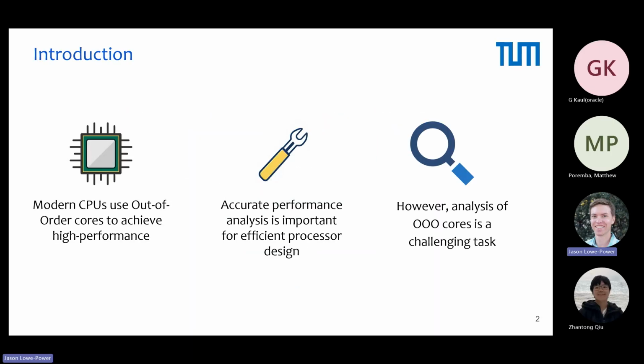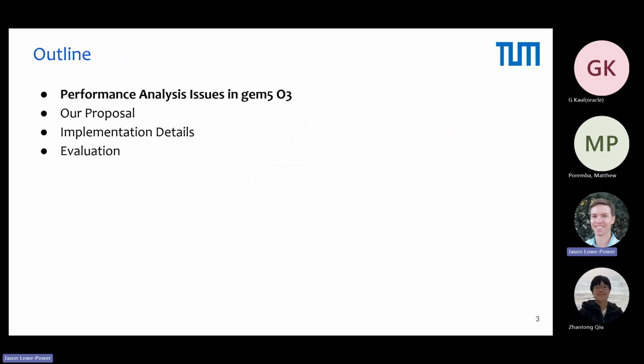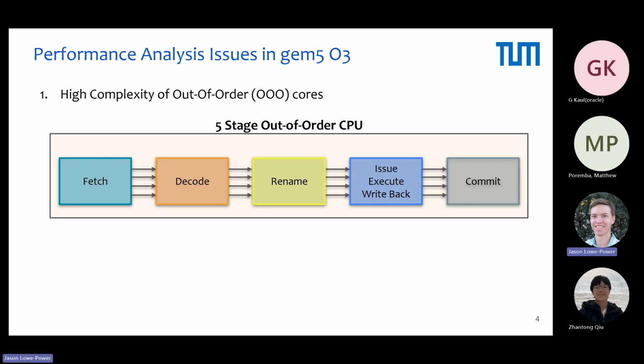Basically today, all high performance CPUs use out-of-order cores to achieve high performance because they can keep different parts of the core busy. So it is important that we accurately analyze out-of-order cores to efficiently design high-performance cores. However, analysis of out-of-order cores is a challenging task. So let's start with the performance analysis issues in the gem5 O3 core.